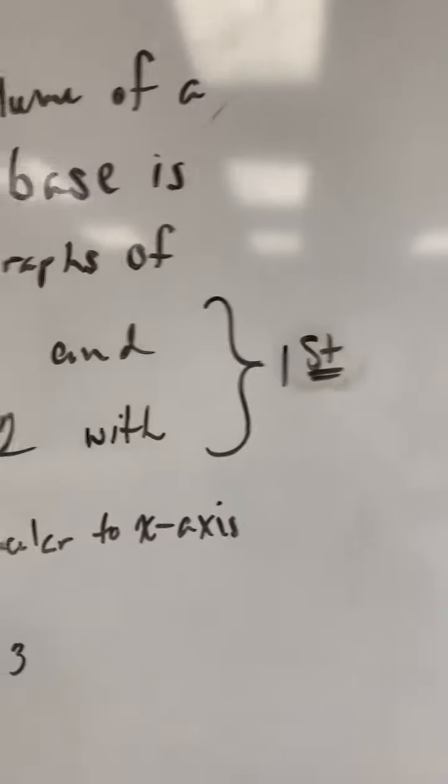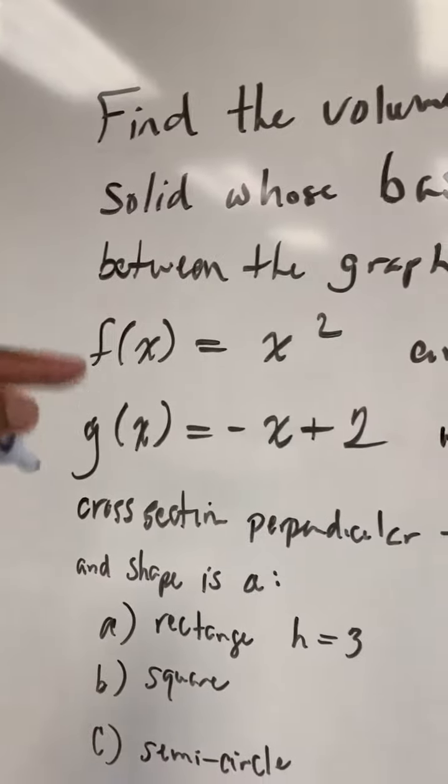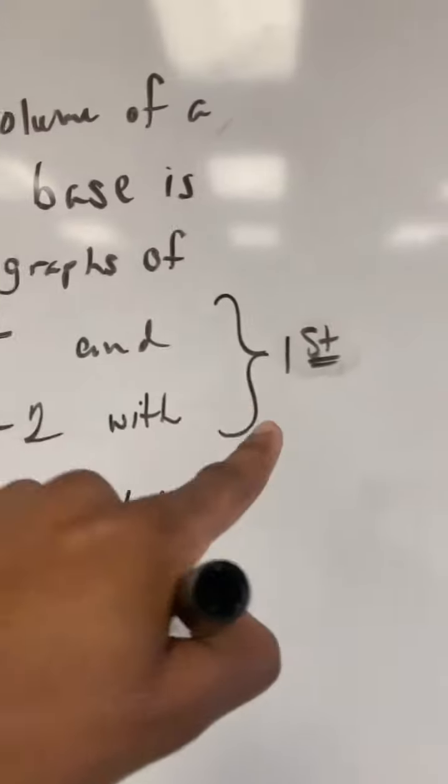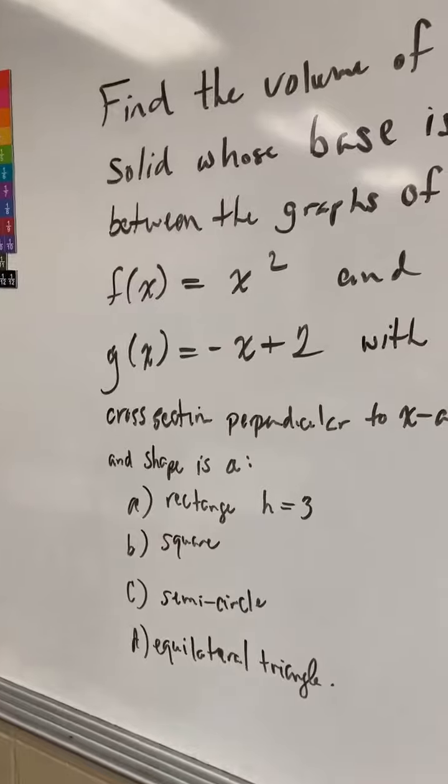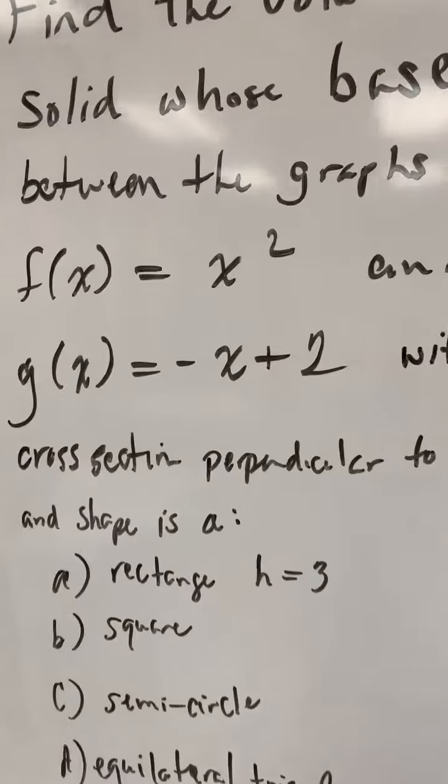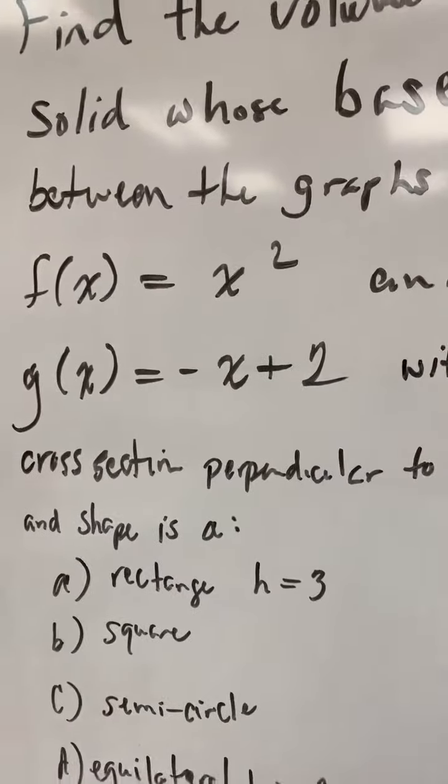So this is the first thing I'm going to start with, this right here. I have two functions here. That's what we're going to start with first. I'm going to set these two equal to each other first because I need to at least know where these graphs will end up intersecting.